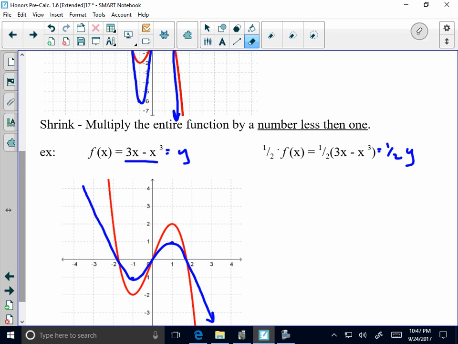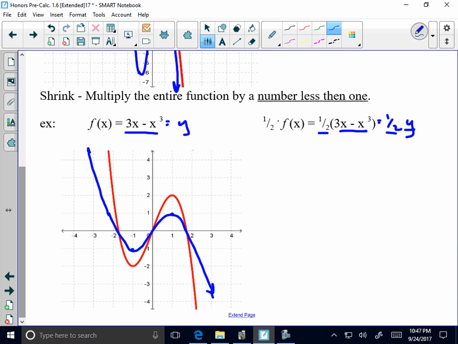Now obviously these graphs aren't perfect. You guys can type this into the calculator and probably see a better picture, but that's the idea of what we're seeing here, is that basically we're multiplying the equation that defines the y values by 1/2, and that gives us y values that are half of their previous value, or function values that are half of their previous value.